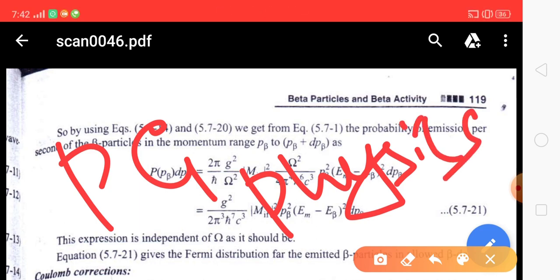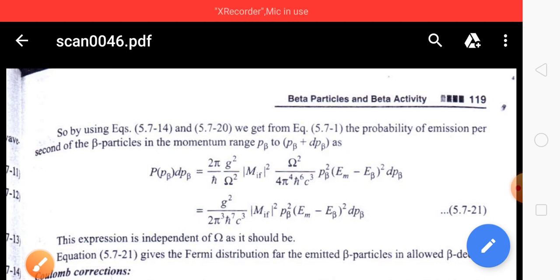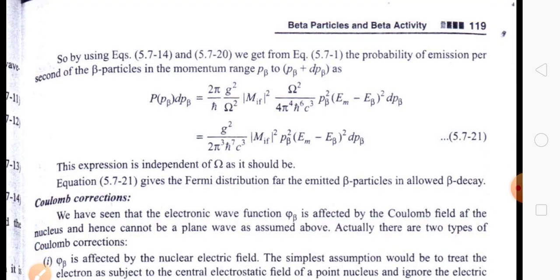Classroom. As you know, yesterday we discussed the Fermi theory distribution of beta particles in allowed beta decay, the derivation of equation 5.7.1. I hope you understand the derivation, that you are following what I am telling, and that you are doing the work I am assigning to you.